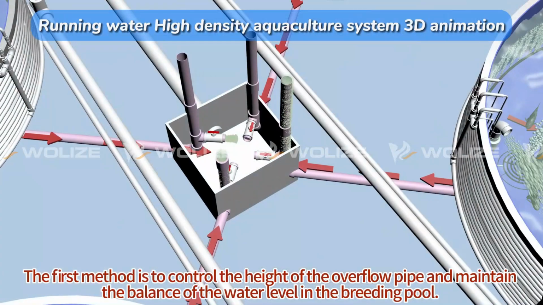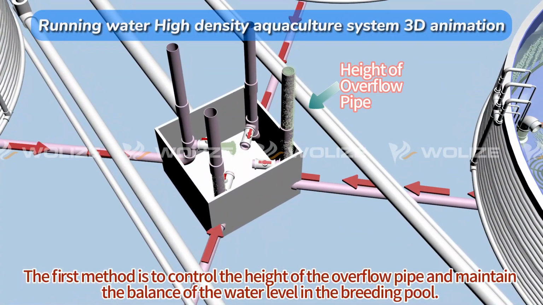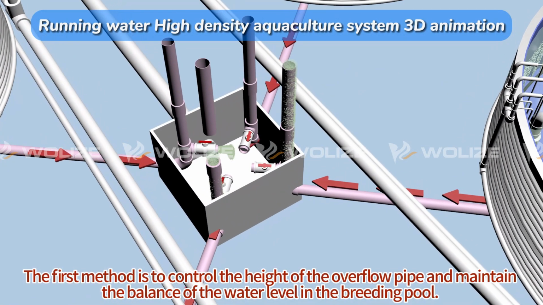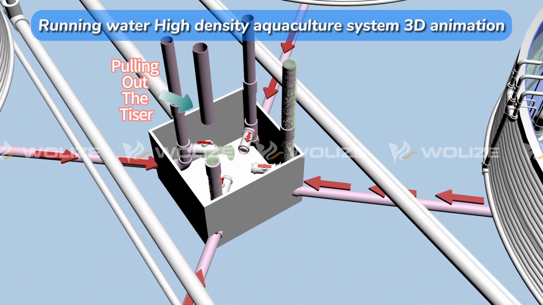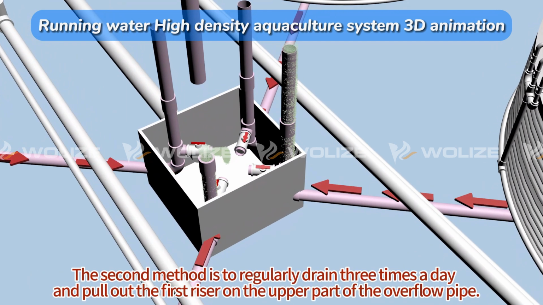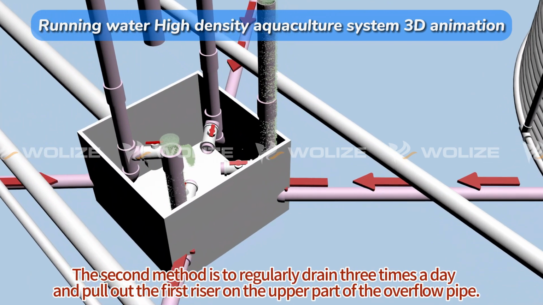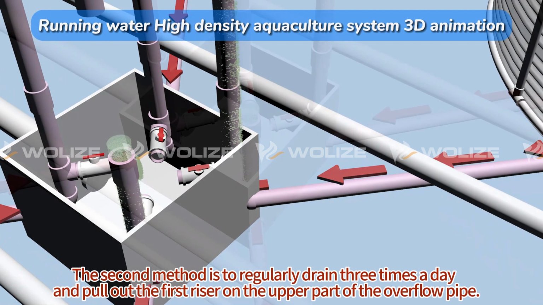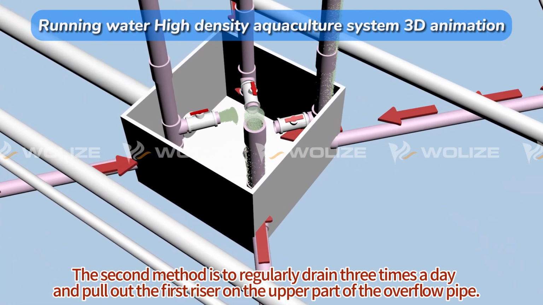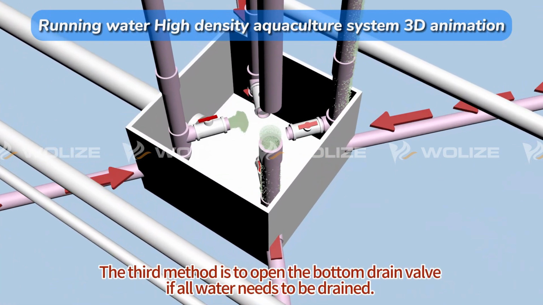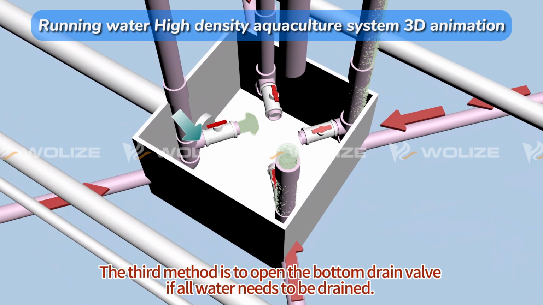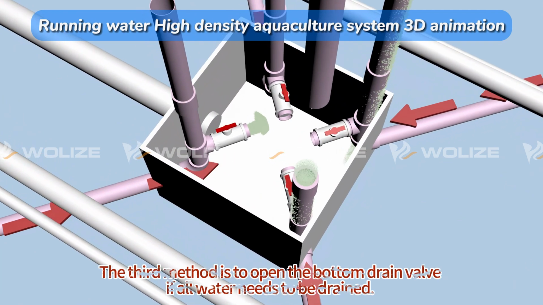The first method is to control the height of the overflow pipe and maintain the balance of the water level in the breeding pool. The second method is to regularly drain 3 times a day and pull out the first riser on the upper part of the overflow pipe. The third method is to open the bottom drain valve if all water needs to be drained.